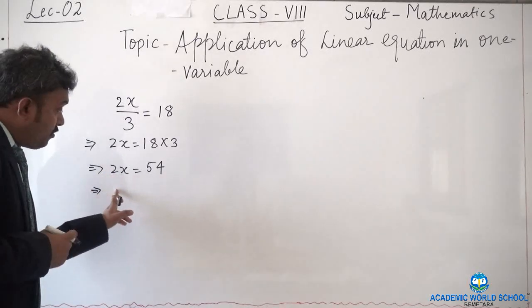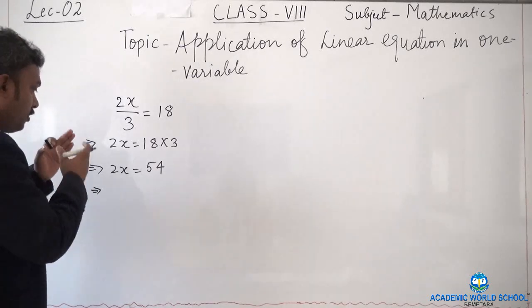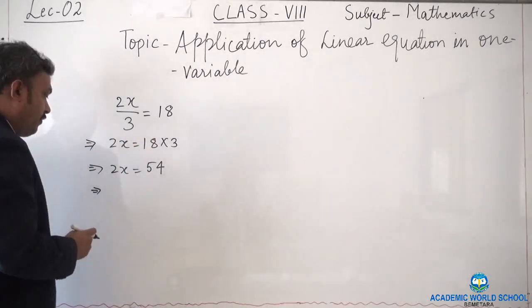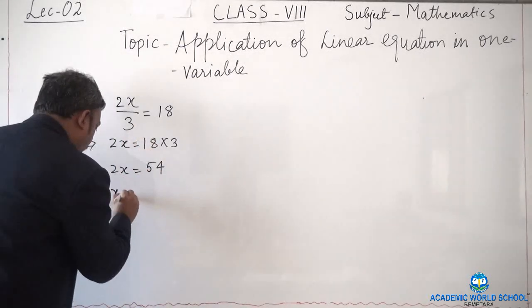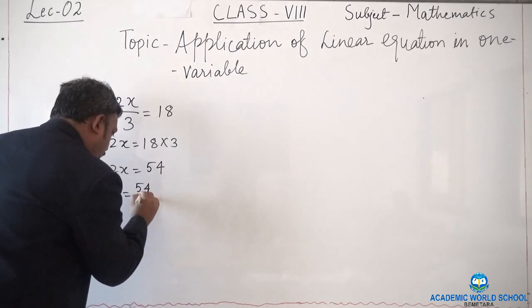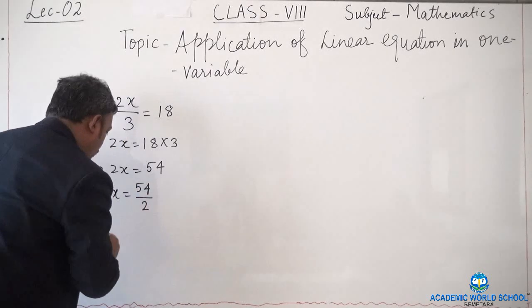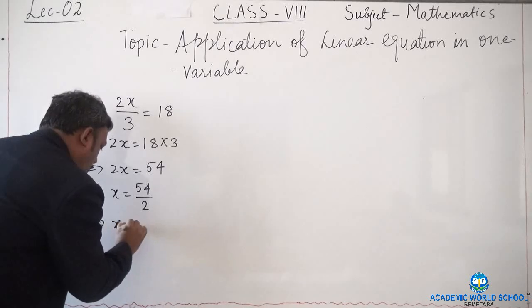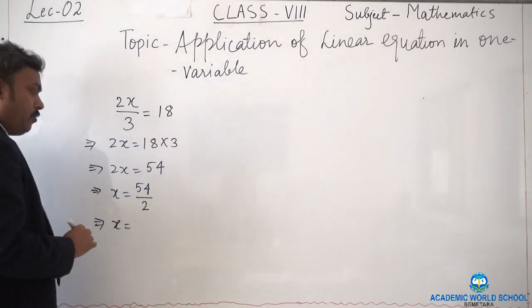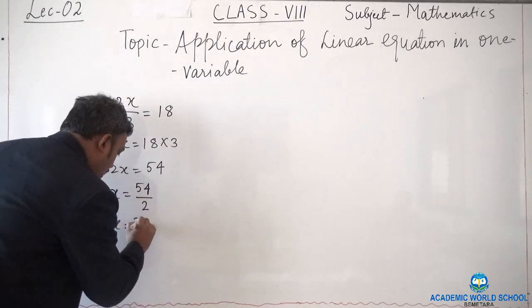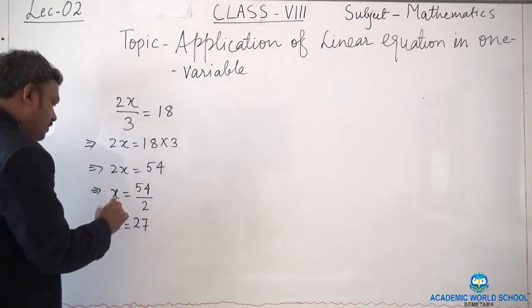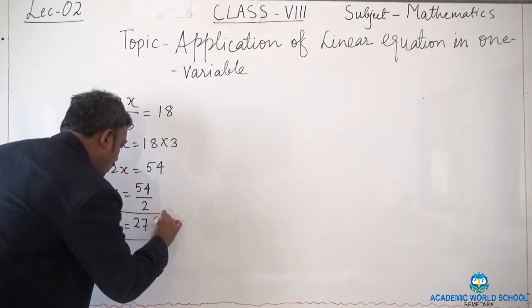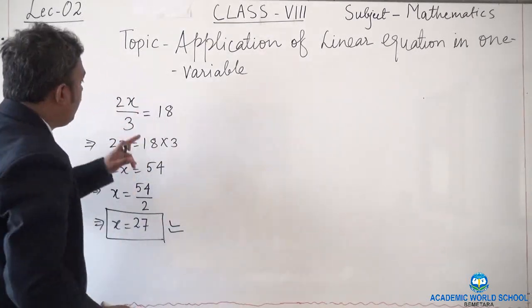So when we bring this 2 to the right side, what will happen? The 2 will divide the 54, right? So 54 divided by 2. Now 54 will go by 2 in 27 times. Okay, so this 27 is the solution of this equation.